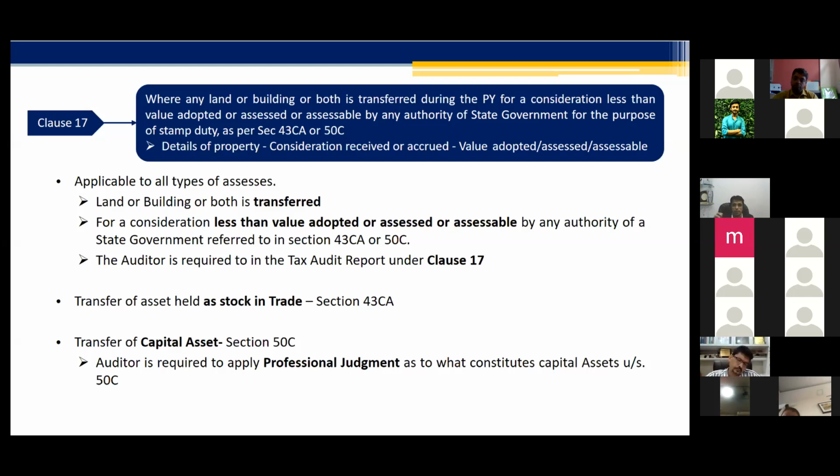Transfer of an asset held as stock in trade, 43CA, you have to report it. Transfer of a capital asset, section 50C. Now, what constitutes a capital asset under section 50C, we have to apply our professional judgment on that.